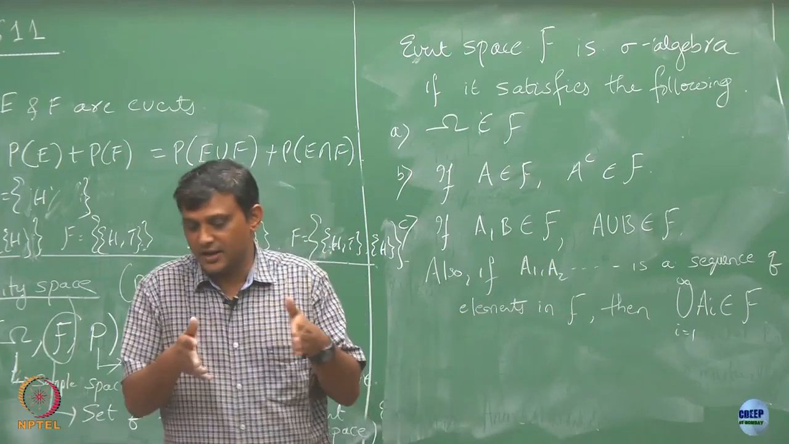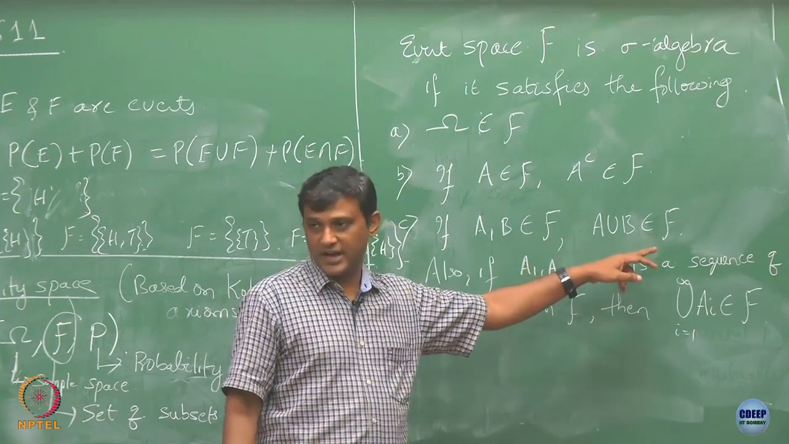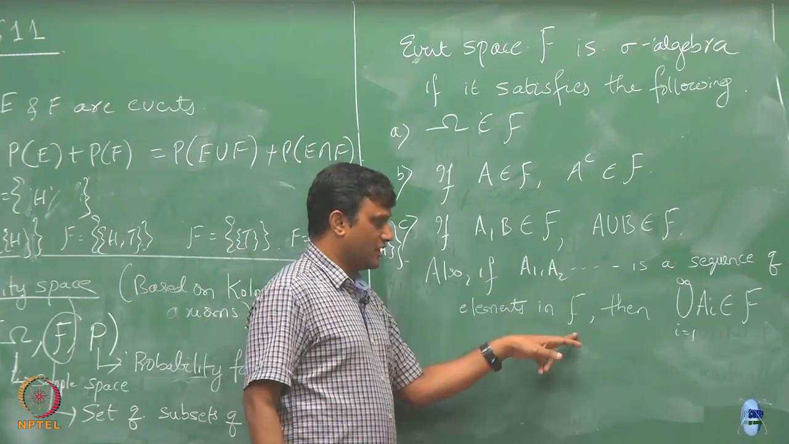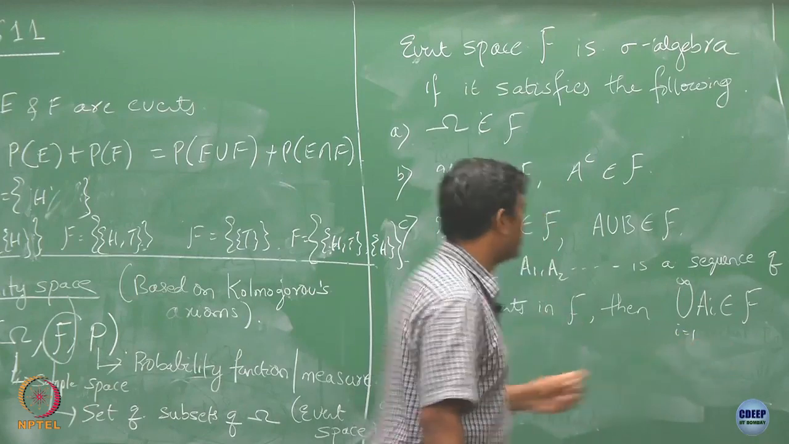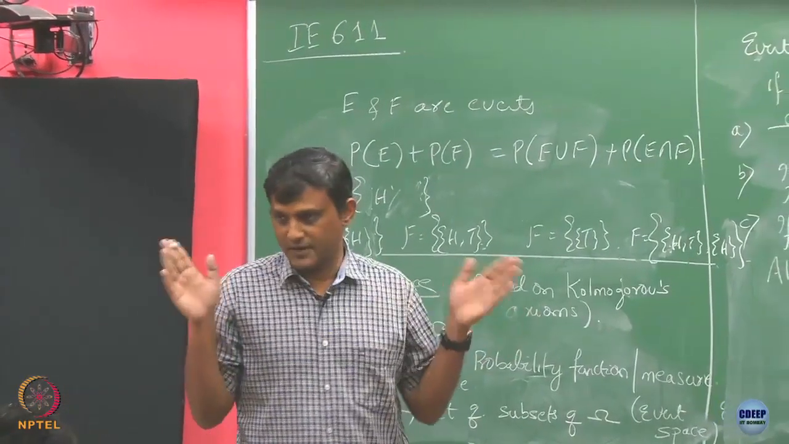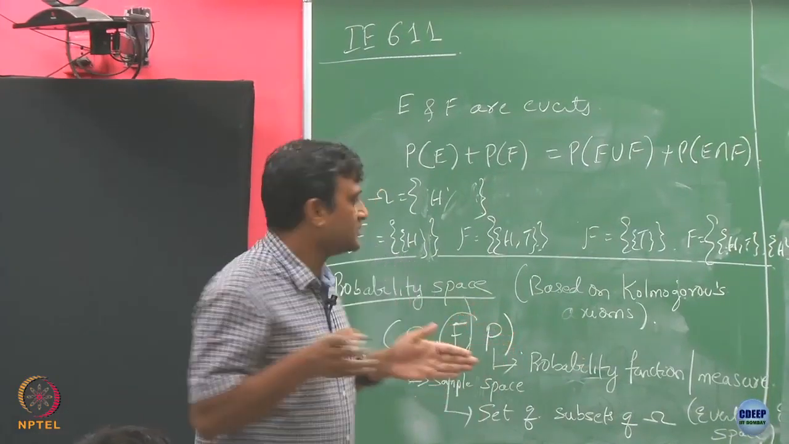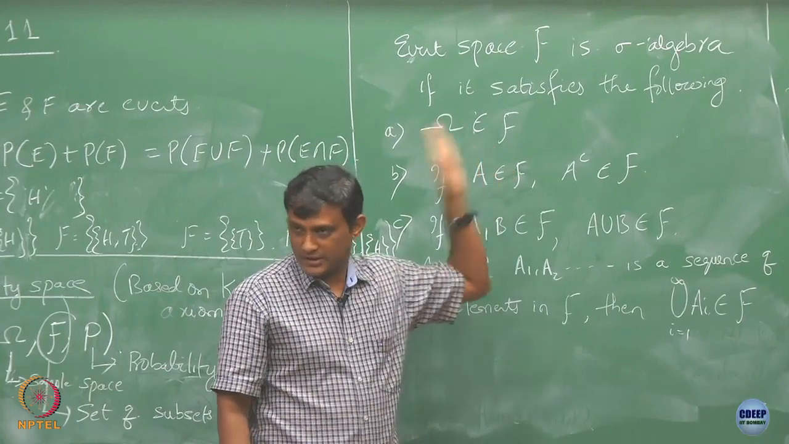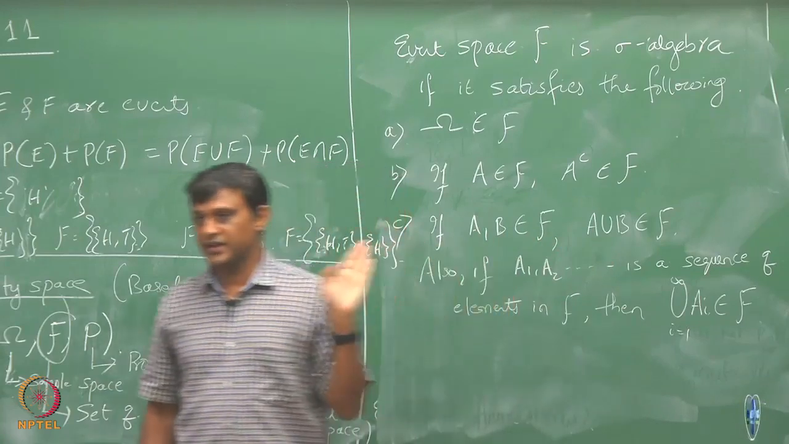And also, instead of just two or a finite number of unions being in F, you can ask, if I have a sequence of events from my script F, all these A1, A2, belong to F, then I want their union to be also in script F. So when I'm trying to model some random thing and define the set of outcomes, I would like the outcome omega to be included. If A belongs, its complement to be included, and these unions should also be included.